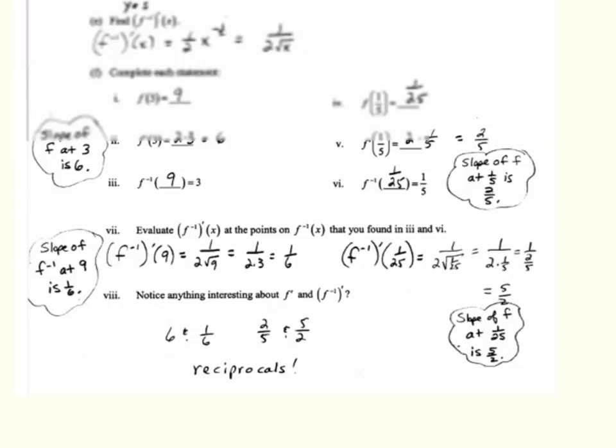And some of the things that you should have been seeing is, once again, when you have the input of 9, you're getting a slope of 1/6. When you have the input of 1/25 for f inverse, you are getting 5/2. If you go back up to the table and look at the corresponding inputs to the original function, you're going to recognize that your slopes of 6 and 1/6 match up for f prime and f inverse prime, 2/5 and 5/2, which once again are reciprocals. Shocking.